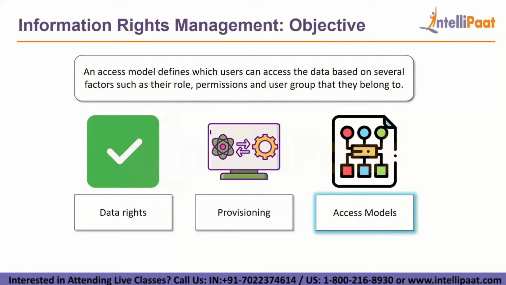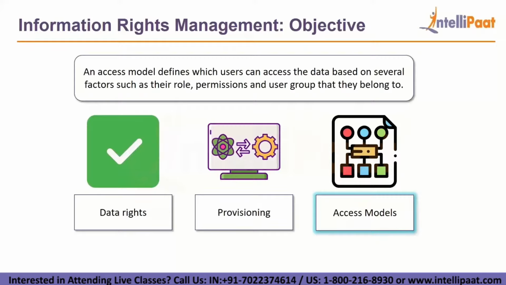Then comes access models. An access model defines what a user can and cannot do on the data based on several factors such as their roles, permissions, and the groups that they belong to. So in provisioning, what we do is create the user and remove the user, and take care of all the other aspects associated with them. As mentioned before, this gets particularly complicated because of all the attributes associated with the user, and depending on each use case, we have to determine a particular solution.